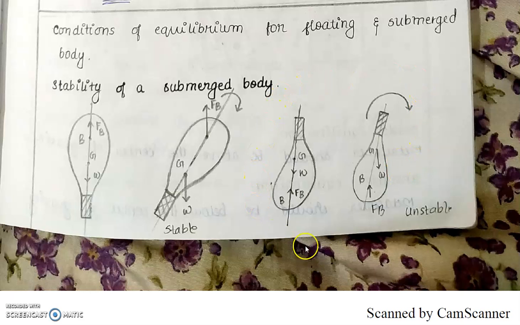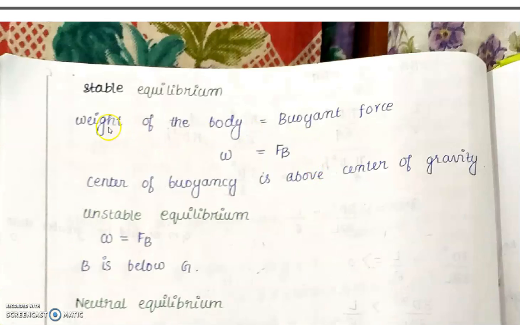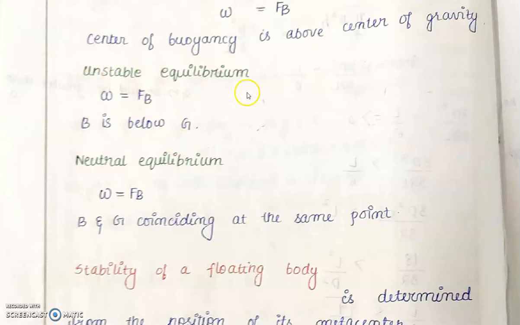So what is the condition for unstable equilibrium? The center of buoyancy will be below the center of gravity. That is the condition for the unstable equilibrium. So this we have written in these words. When the weight of the body and buoyant force are the same, if the center of buoyancy is above the center of gravity, the body is said to be in stable equilibrium, whereas for unstable equilibrium, B is below G. There is one more term known as neutral equilibrium. In that case, the center of buoyancy and the center of gravity coincide at the same point.